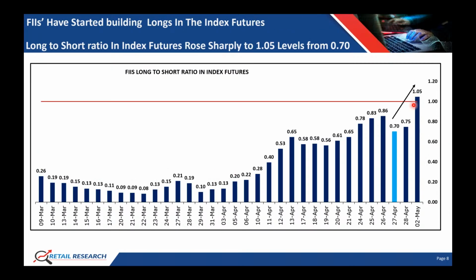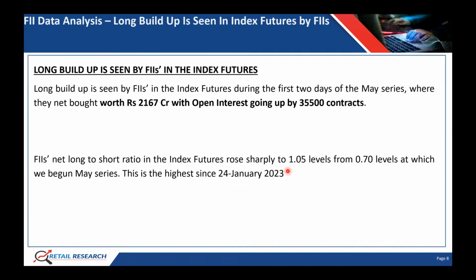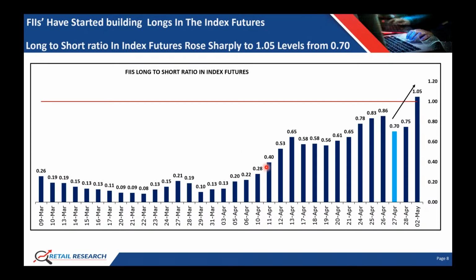After 24 January, three series have passed, February, March and April, where FIs were net short in the market. Now for the first time in this series, and in the last 3-4 months, they have become net long. The long to short ratio has now gone beyond 1. That means they have more long positions than short positions. So in a way, they have become bullish.